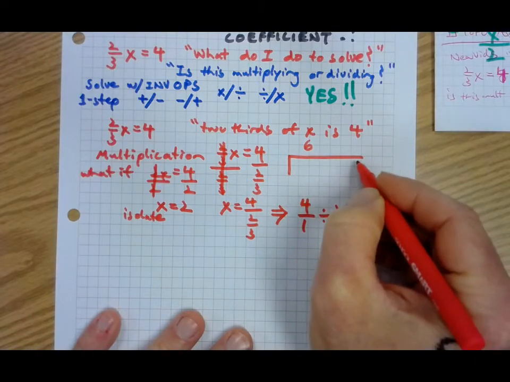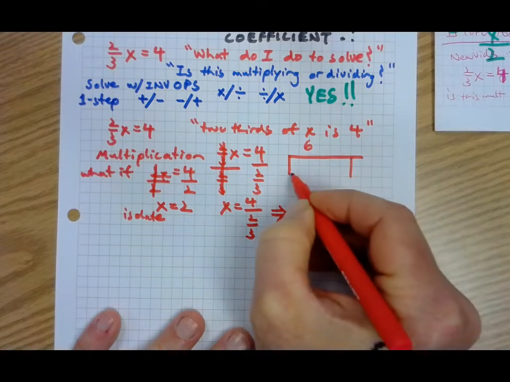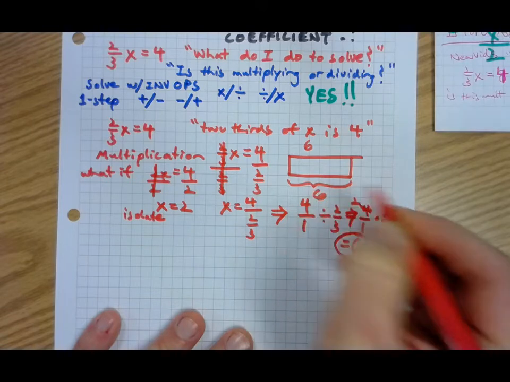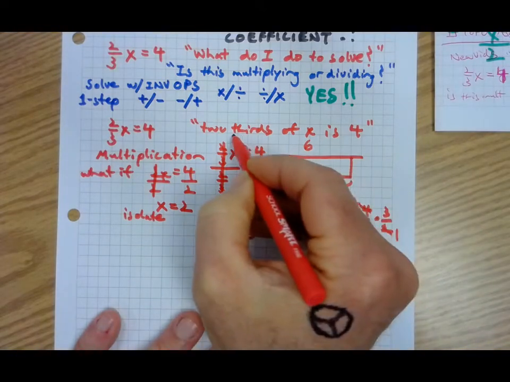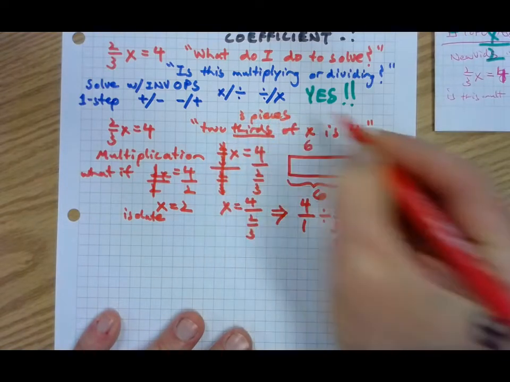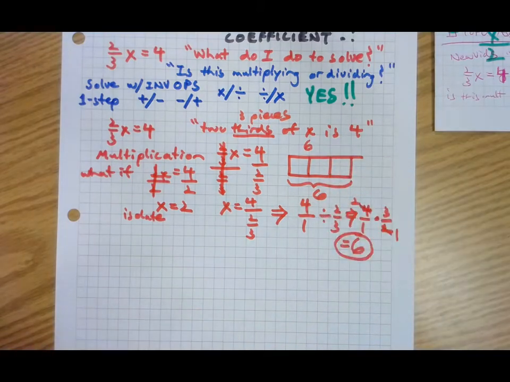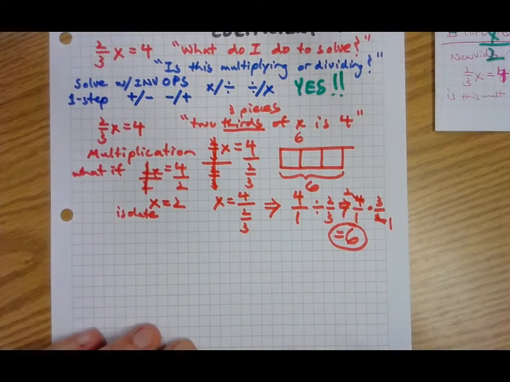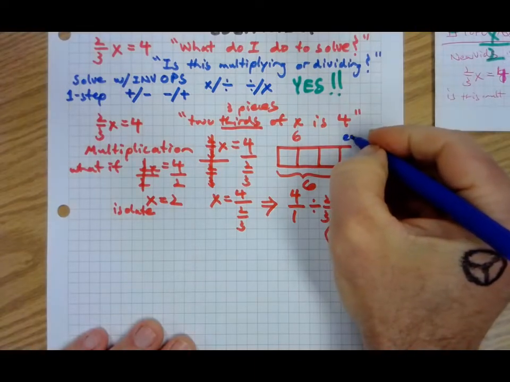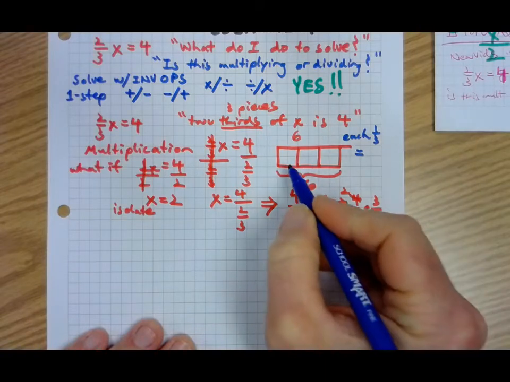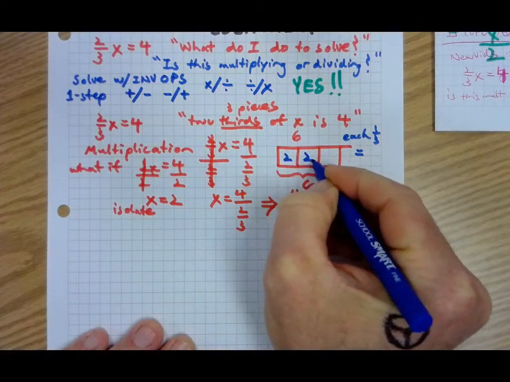3, 4, 5, 6. Let's say we have this picture. Let's call that thing 6. Let's split it into 3 equal pieces. That's how we get thirds. Let me switch colors. Even though red is exciting, it gets boring after a while, just like anything else. Each 1/3 equals what? 2. Each 1/3 is 2.